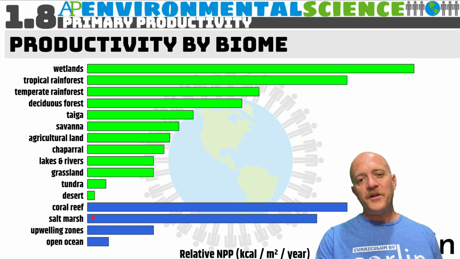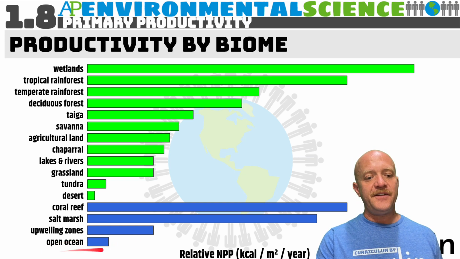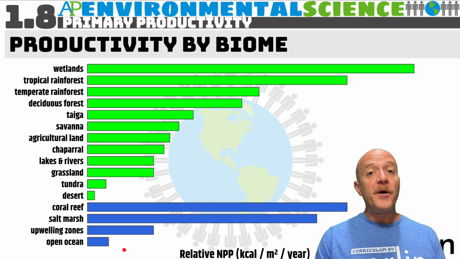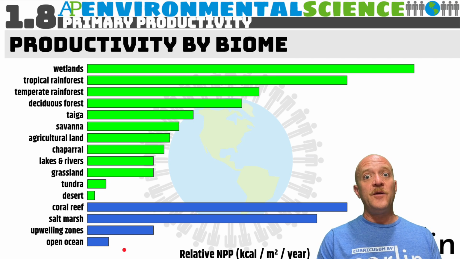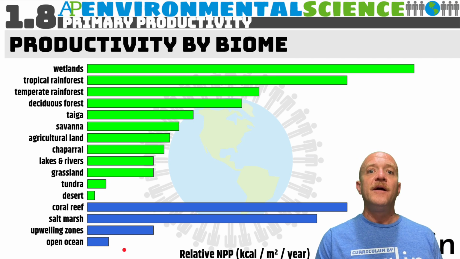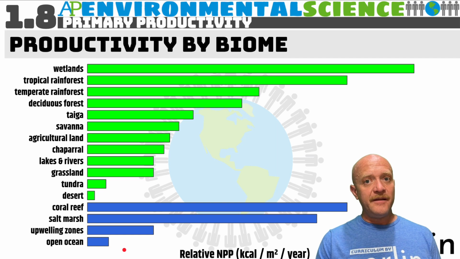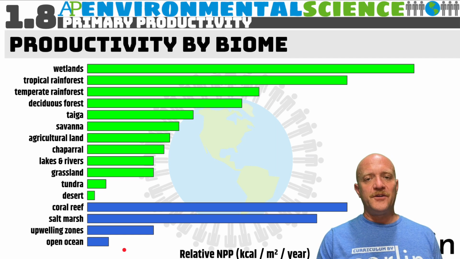Really, what you should pay attention to is that productivity in the ocean is very low per unit area. But overall, remember that the ocean is the largest aquatic biome, so it will actually have the most amount of photosynthesis occurring. But because it's so vast, it is very small per unit area.